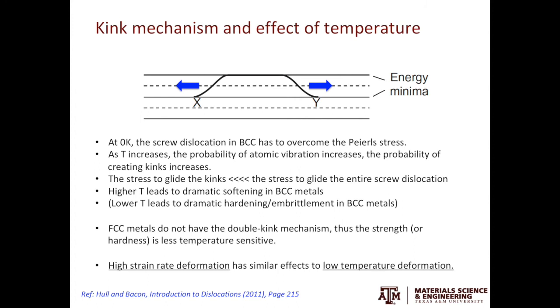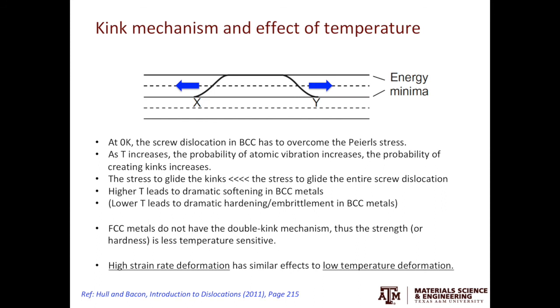Accompanying the high strength and high hardness is brittleness. And this is the fundamental mechanism why BCC metals exhibit the ductile to brittle transition. You may have noticed we kept emphasizing BCC metals here. How about FCC metals? Do FCC metals exhibit a similar temperature effect? The answer is no. The reason is that dislocations in FCC metals do not have the double kink mechanism, thus their strength and hardness are less sensitive to temperature.